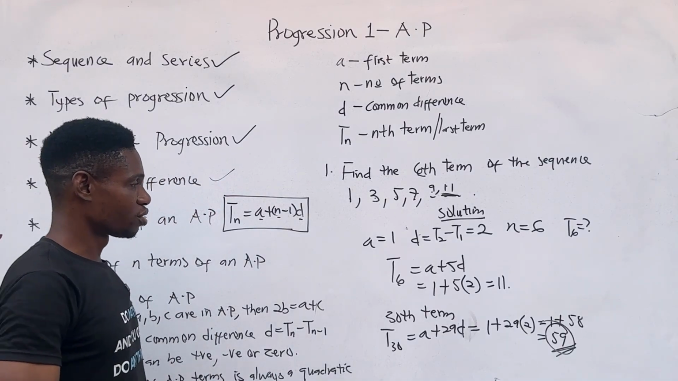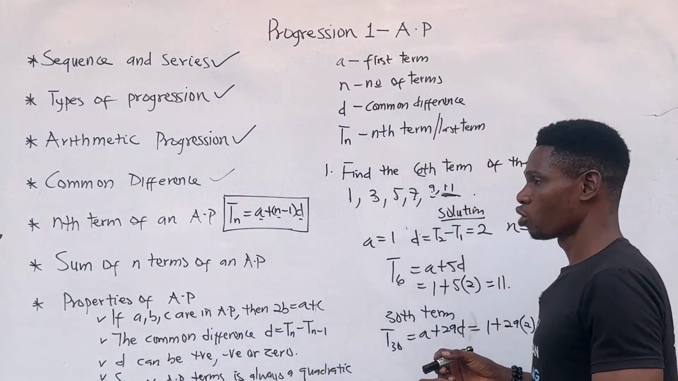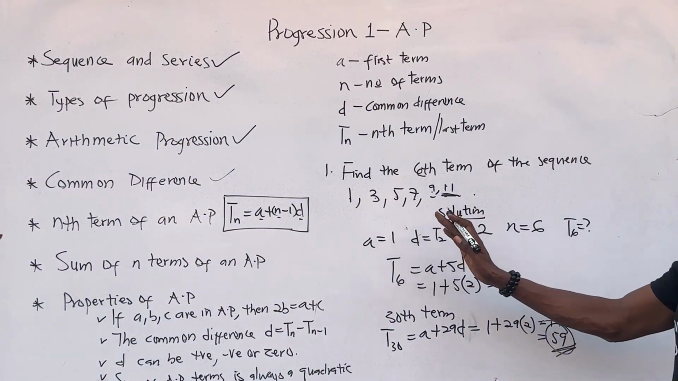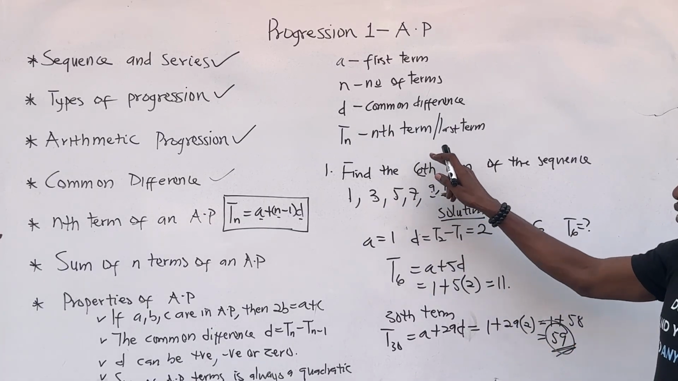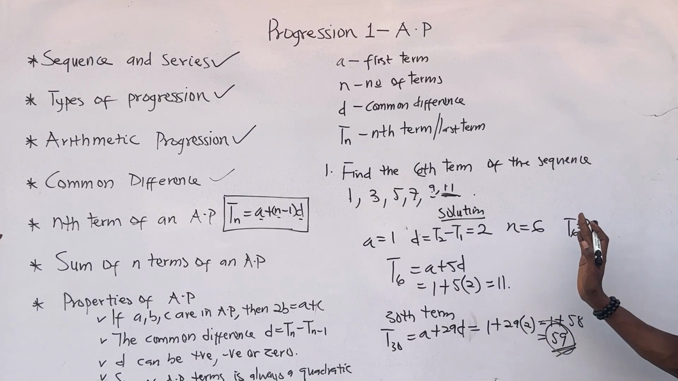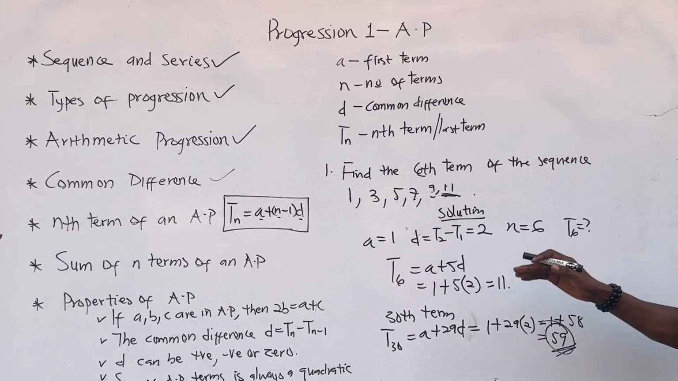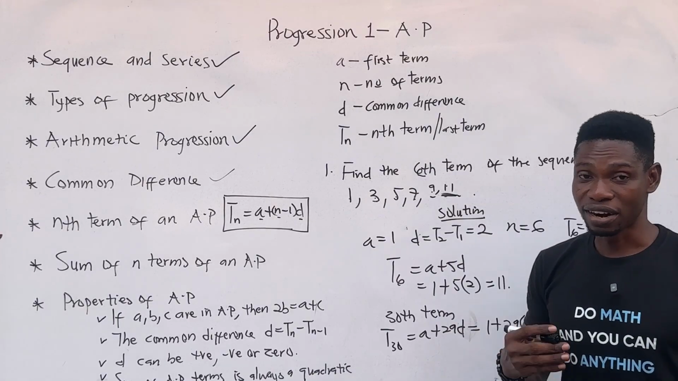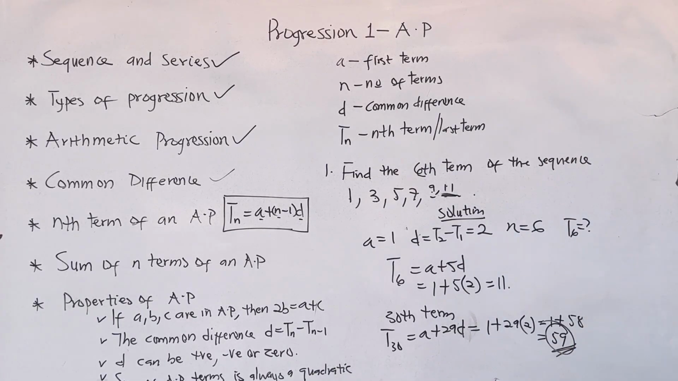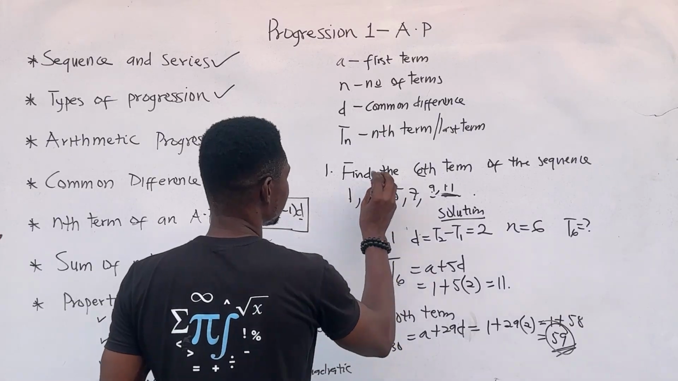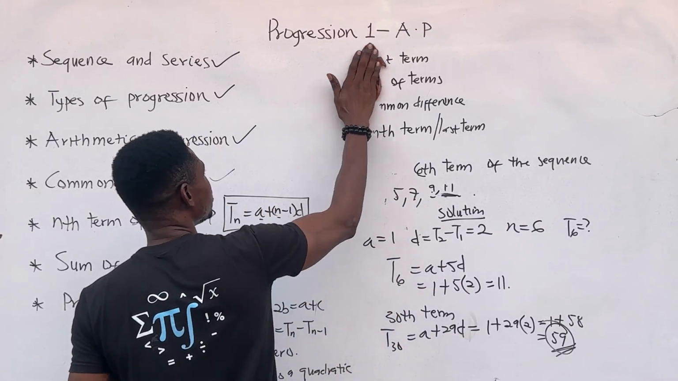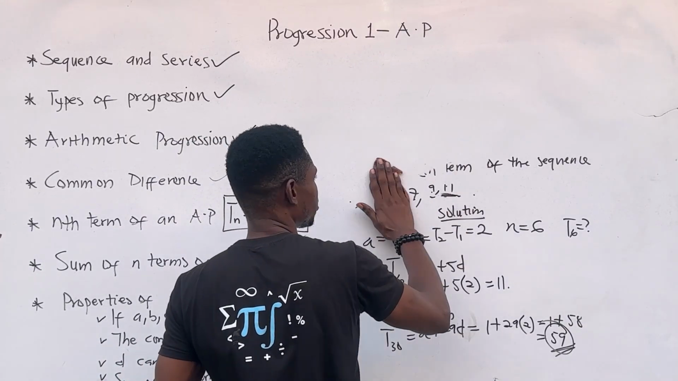So it's actually interesting. All your focus should be on your A and your D. Once you have your A and your D, the n will be given to you as what you're looking for. You can always get your nth term. So this is how we get the nth term of an arithmetic progression. So let's see a tougher example. So this example 1, let's go deeper.